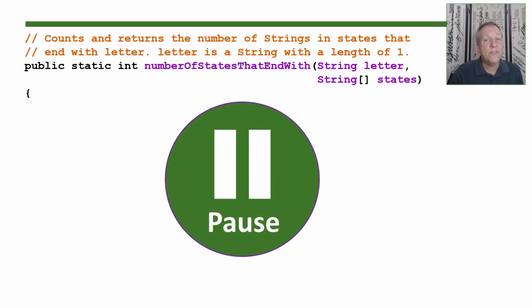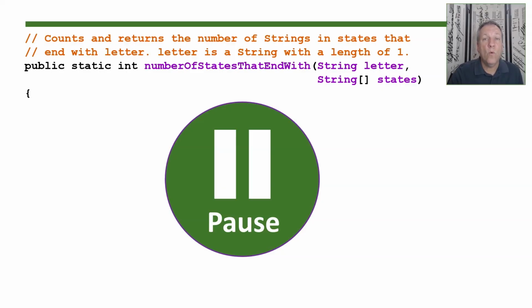Now, here I have a static method called numberOfStatesThatEndWith. This is going to be a static method that takes in a string letter, and letter is a string with a length of 1, as it says in the comments, and an array of strings called states. We're going to send our states array here.